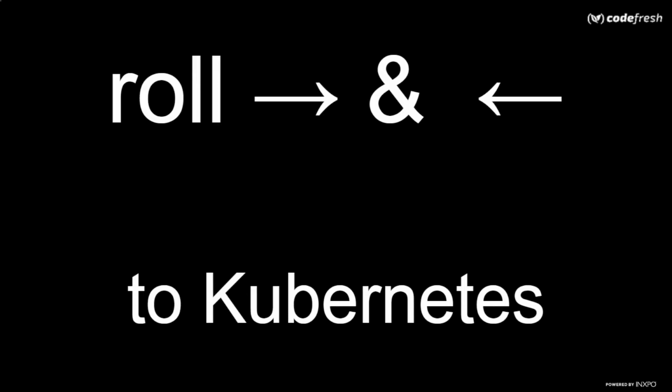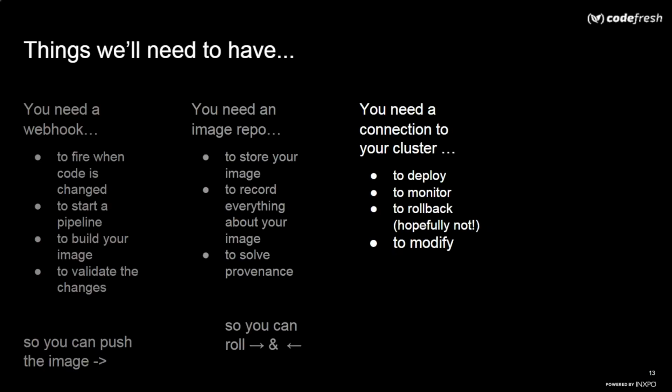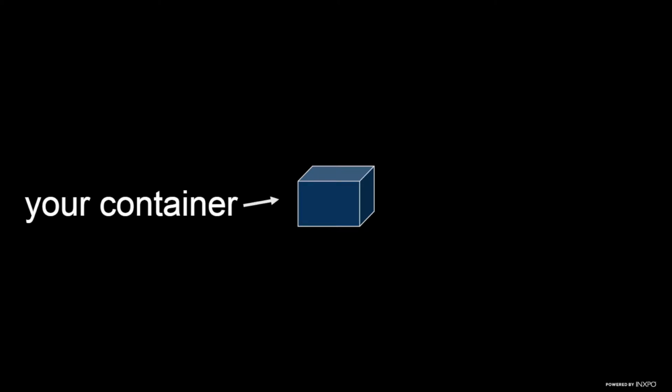This is where we're going to host our application. So now that we're cruising right along, the next step is we need to have a connection to our cluster. Why? So we can deploy to it, so we can monitor it, so we can roll back, hopefully not often, and so we can modify that deployment. And we do all that so that our container can update smoothly. And what is your container? Your container is something that contains your image that we just built.